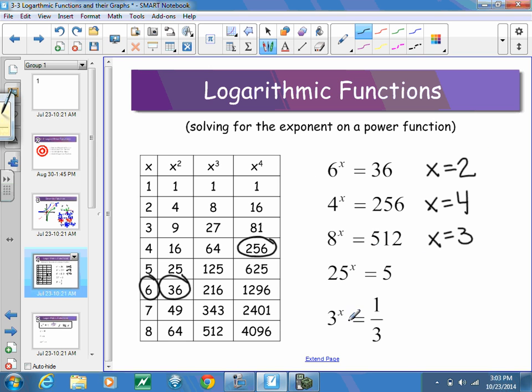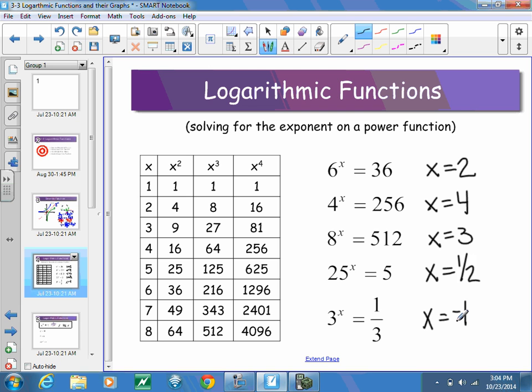Now, some more challenging problems that we'll be looking at also is using this chart to try and come up with, well, 25 to what power equals 5? Well, here we're looking at x is equal to 1/2, 1/2 being the square root, because when we take the square root of 25, I get 5. 3 to what power equals 1/3? Here we're talking about x is equal to 1/3. So we're using all of these powers, calculating the powers that we did the other day, trying to use these in different ways.